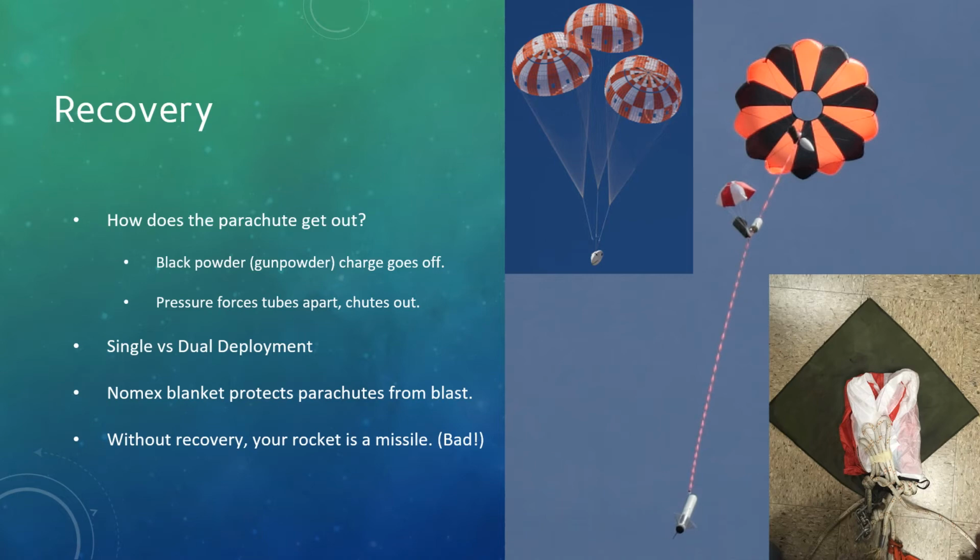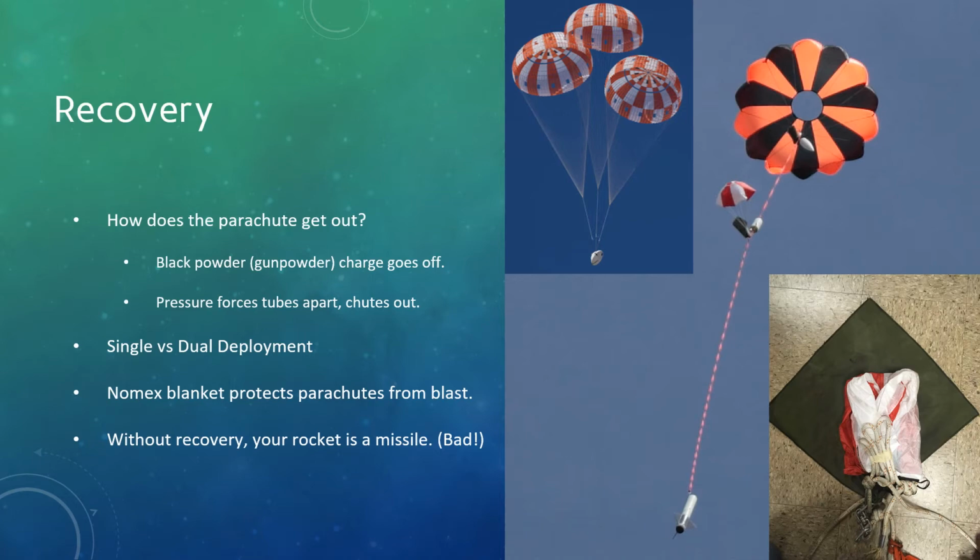Black powder is just gunpowder. So you have a little bit of black powder in a little cylinder charge inside your rocket. And then you light that, and that combustion reaction pressurizes the inside of your tube, and that forces the tube apart, and also blasts the chutes out. So that's how you get your parachutes out.